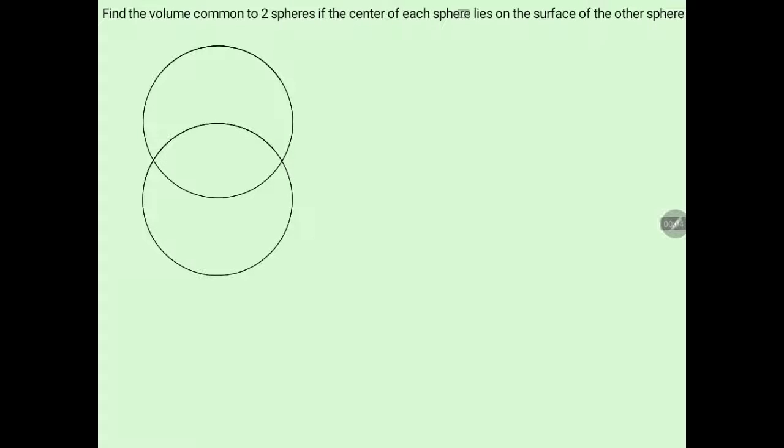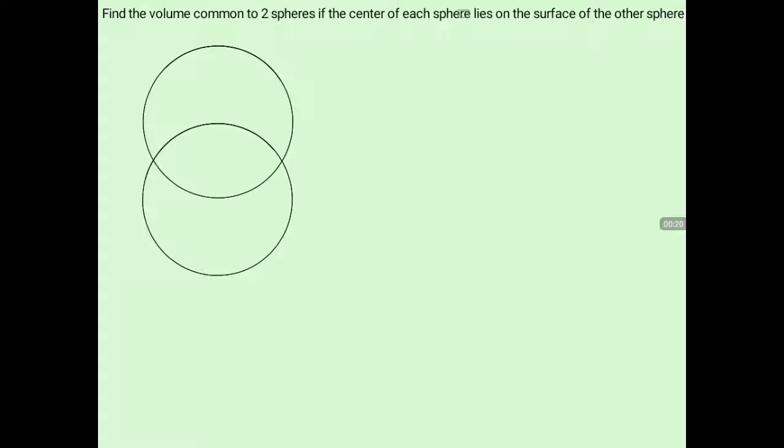So right now we need to find the volume common to two spheres if the center of each sphere lies on the surface of the other sphere. So to do this, first we need to visualize what this volume looks like.